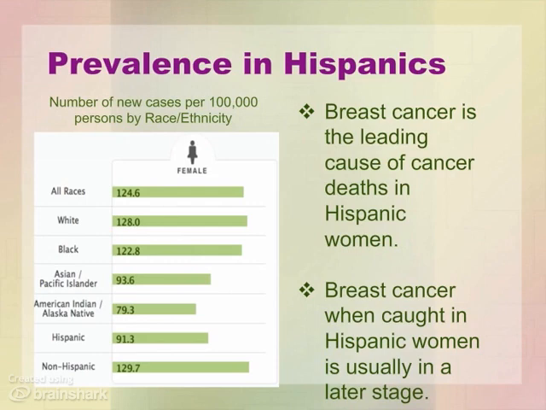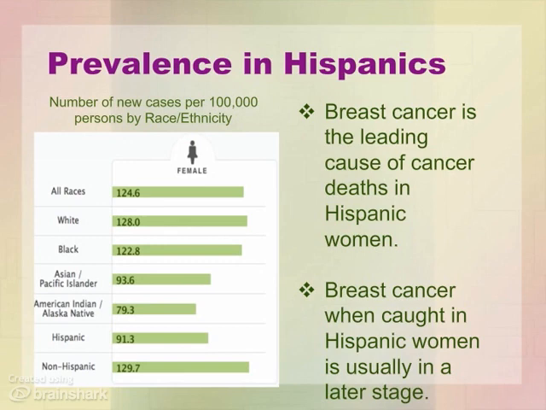Now we're going to take a look at the prevalence in Hispanics. This graphic that I want to point your attention to is provided by the National Cancer Institute, and this is the number of new cases per 100,000 people based on their race and ethnicity. As you can see, Hispanics have a lower rate than white, black, Asian Pacific Islander, and non-Hispanic populations.